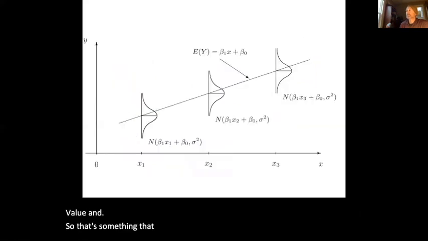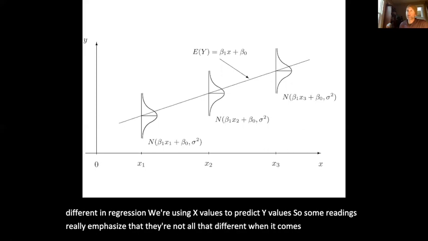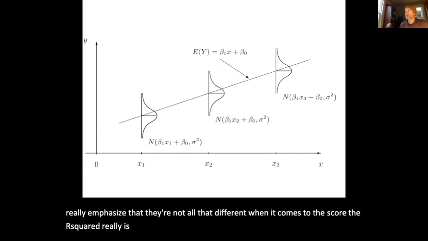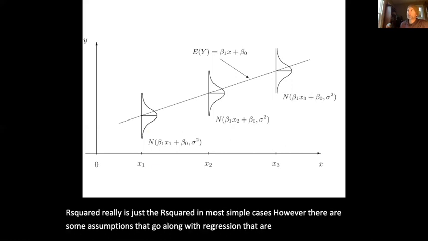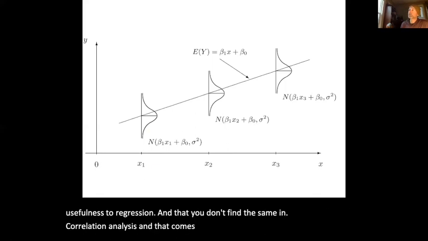Regression, on the other hand, is a little bit different. In regression, we're using X values to predict Y values. So some readings really emphasize that they're not all that different when it comes to the score. The R squared really is just the R squared in most simple cases. However, there are some assumptions that go along with regression that are important. And there's a usefulness to regression that you don't find the same in correlation analysis. And that comes from developing an actual equation that allows you to predict Y from X.